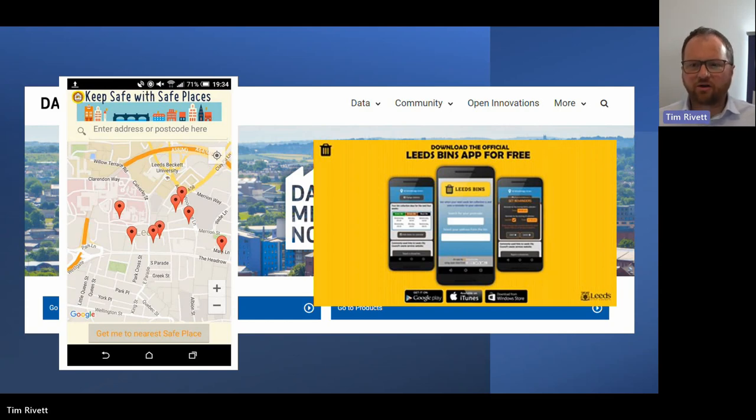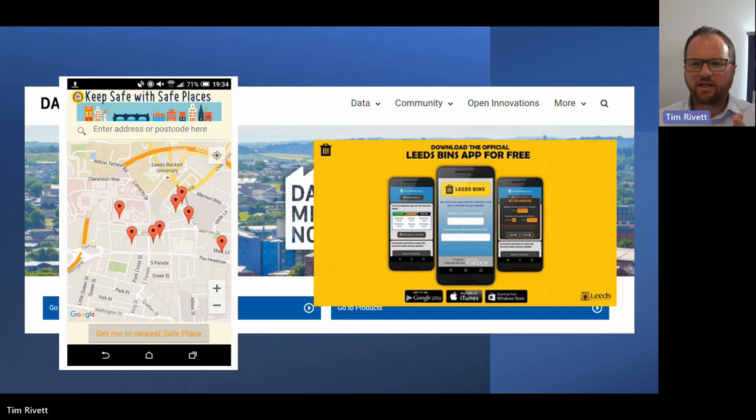And it's got a lot of take up. Again, Leeds also say that they're saving contact centre time as a result of it. So some commercial benefit there, and non-commercial, but really valuable.